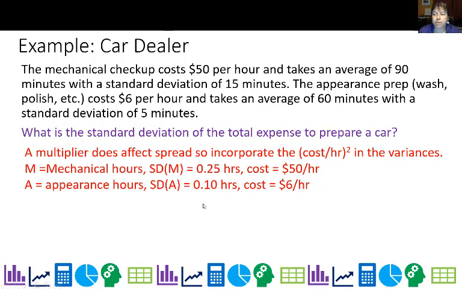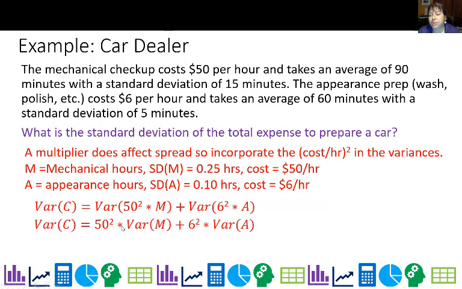It's $6 per hour. So for the variance of the total cost, remember I'm doing variance, so I'm going to take this 50 squared. Why am I doing 50 squared? Well, because the variance is the square of the standard deviation. If I just did this on the standard deviation, it would be just 50 times that. But I'm doing variance, so it squares it. So I have 50 squared times the variance of m. Notice this is variance, not standard deviation.